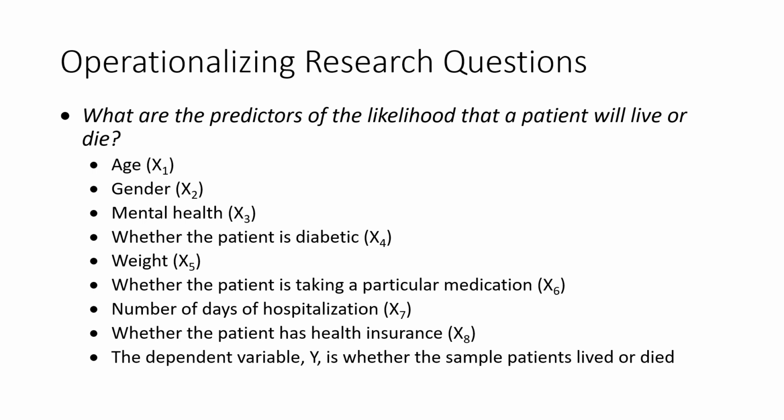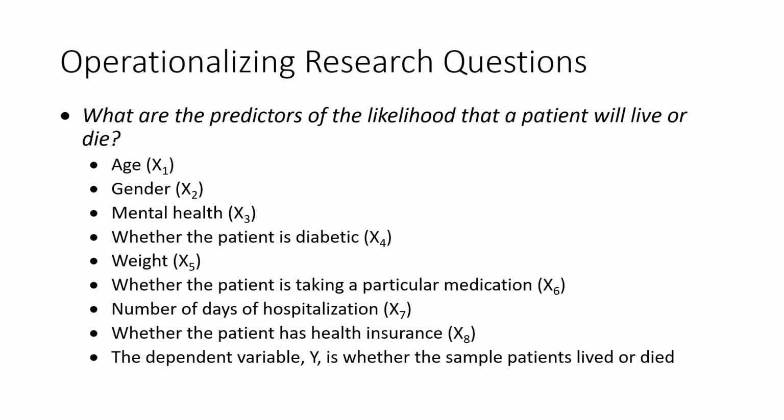How about whether the patient is diabetic? So here's another binary variable, another dichotomous variable. Either you have diabetes or you don't. Weight might be a relevant predictor, right? So this is a scale level variable. Whether the patient is taking a particular medication, right? So pharmaceutical industries might be particularly interested in this predictor, right? So are you taking this medication, yes or no? And how does that impact your chances of living or dying in the hospital?